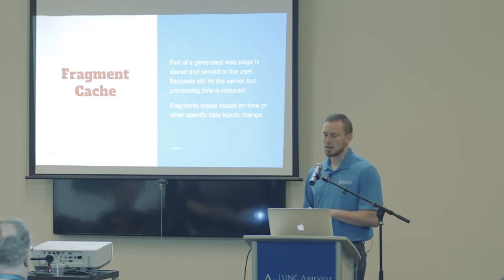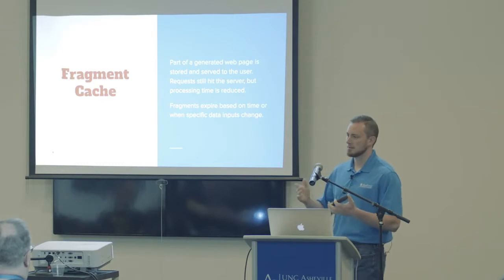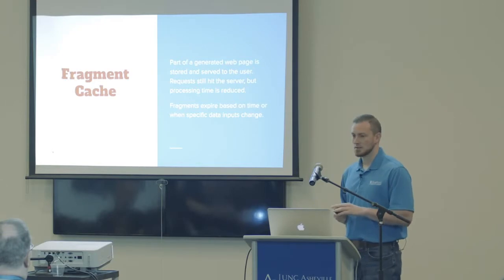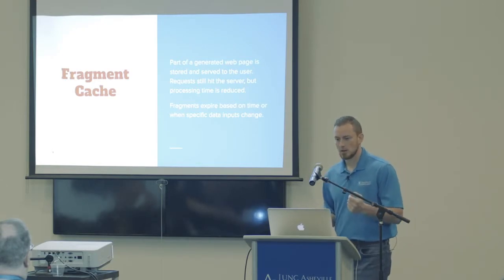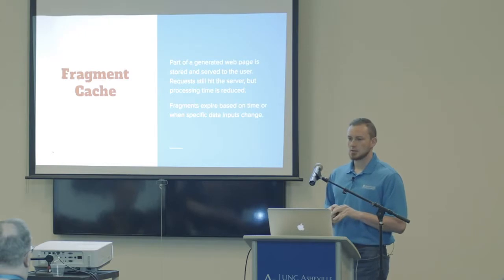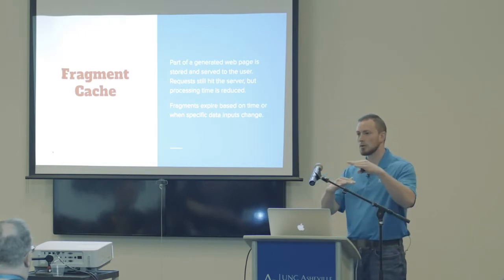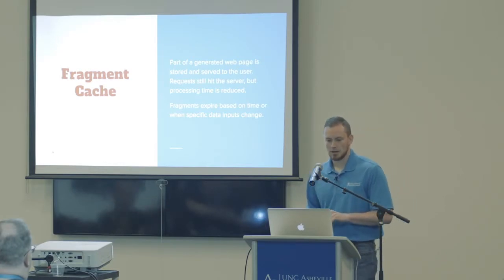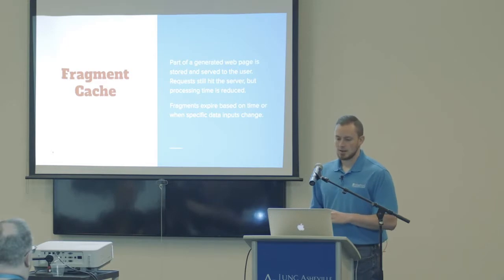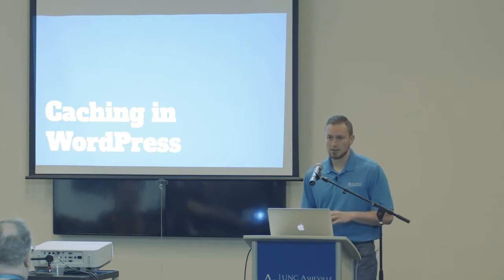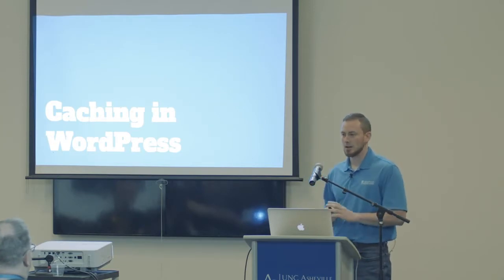Another one is fragment cache, which is very similar to page caching, except instead of caching an entire page, we're just getting a segment or a section of the page. This is commonly done for things that may require a lot more processing. So if you think of, let's say, an API that generates some sort of output that gets put out into some section of the page, you could cache just that portion and reduce the need to check that API as often.